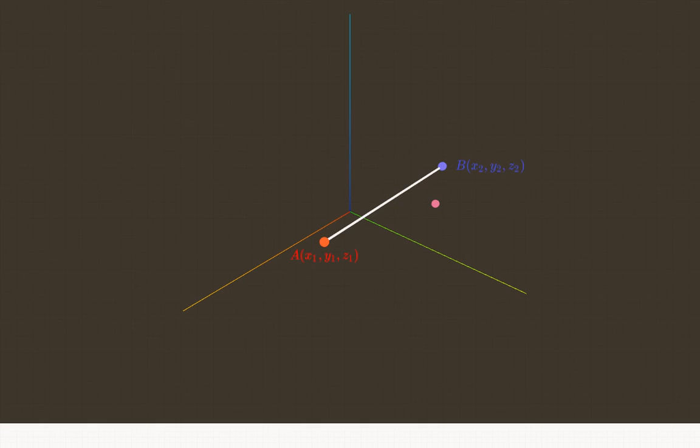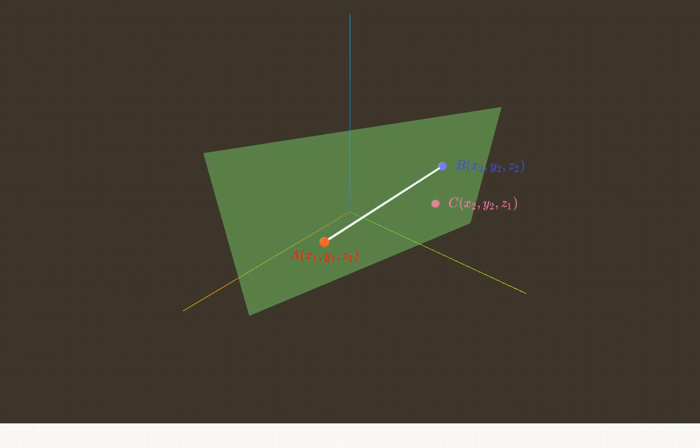So if we call these points A and B, these have coordinates like so, then this new point, which I'll call C, has the same x and y coordinates as B, but the same z coordinate as A. Now we look at the plane passing through these 3 points. So the Pythagorean theorem applied in this 2D plane tells us that the distance squared from A to B is distance squared from A to C plus distance squared from C to B. And that last distance is just z2 - z1 since B and C have the same x and y coordinates.